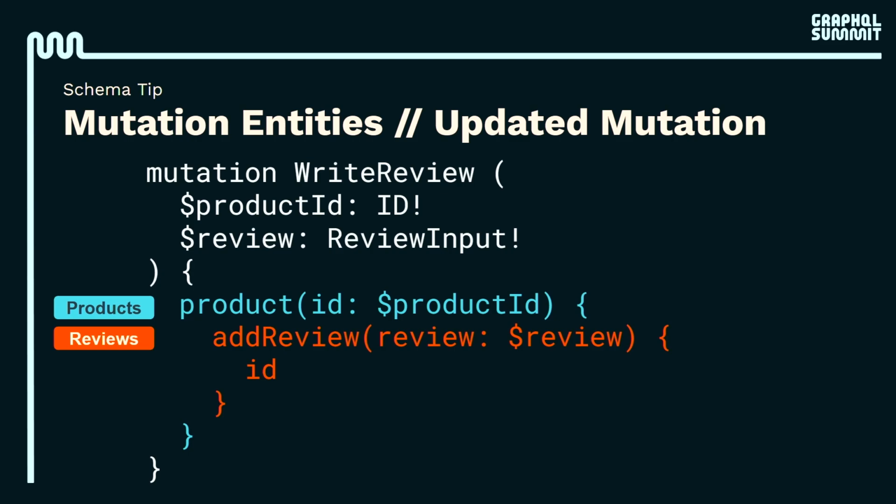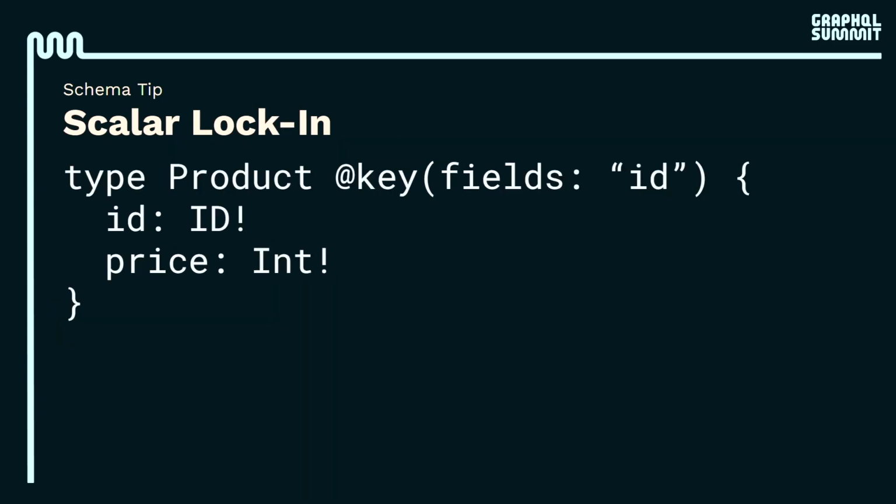So this changes the architecture such that now the reviews subgraph can rely on the guarantee of the product subgraph to know that every product mutation entity that it's going to be receiving will be a valid product. So it no longer needs to worry about the product ID and can just rely on the product subgraph. So let's talk about something else.